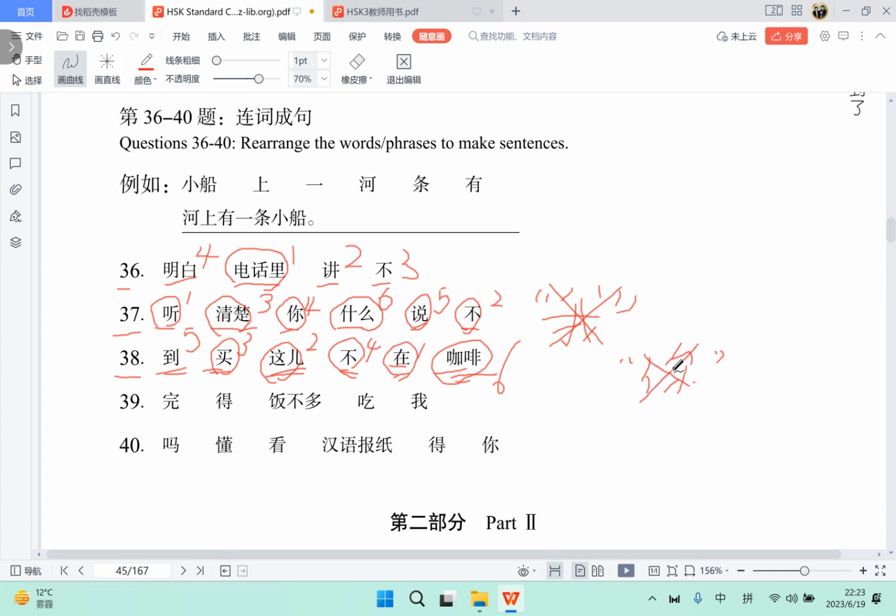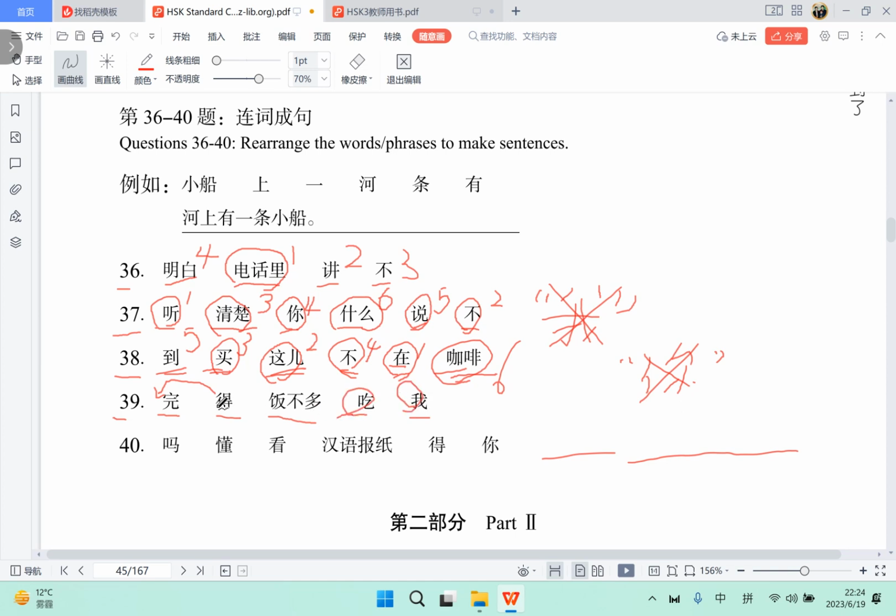it's not just you, any people can't buy coffee here. Okay, 39: 完, this is definitely a possibility complement or result complement, so it should come after 吃. 饭不多, the food is not too much, 吃, to eat, 我, I. So this should be 吃得完, can finish. And 我 is the subject. This is like a topic coming first, then the whole sentence plays as a predicate. So 我吃得完, I can finish all these things.